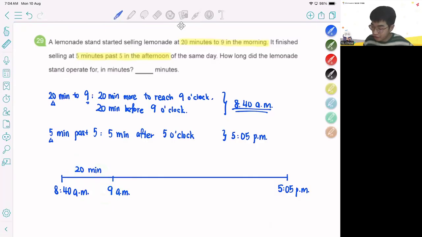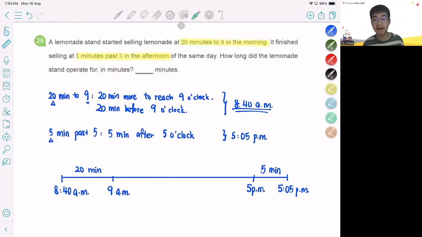Likewise, 5:05 p.m., right? Before that, the nearest o'clock is actually just 5 p.m. And it's 5 minutes past 5. So I have 5 minutes over here. So actually, these two durations from the starting or the ending time to their respective nearest o'clock, the duration is hinted in the naming of the times themselves, right? So actually, it helps you as long as you understand what they mean.